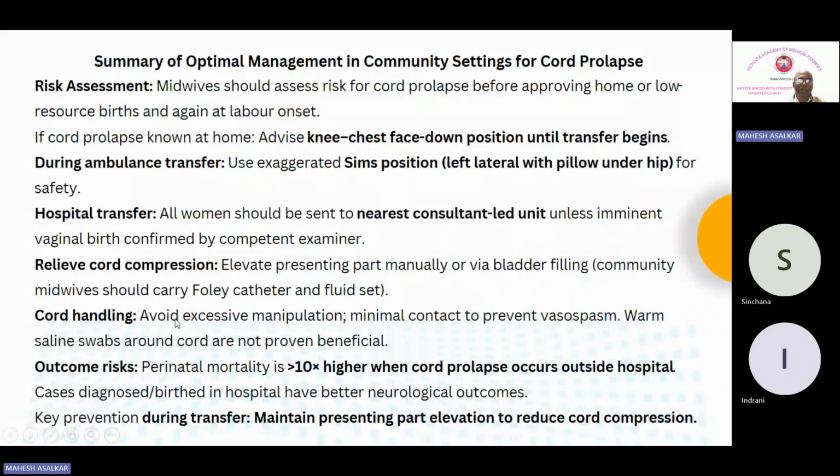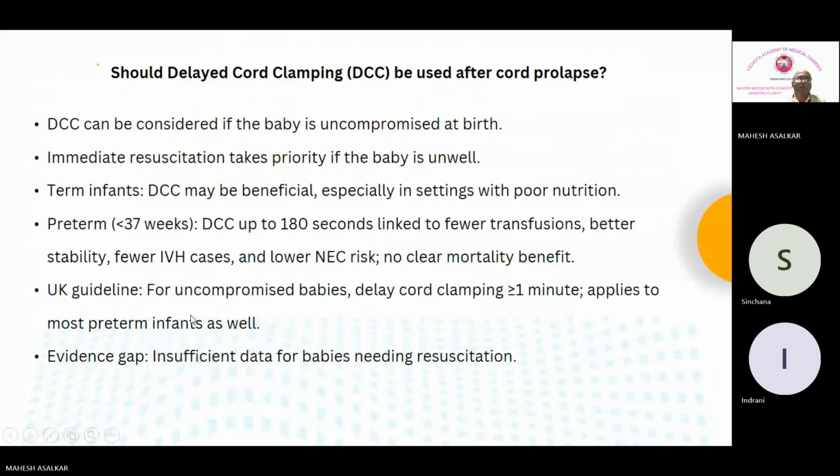Okay. Then cord handling is to be avoided. Minimal contact to prevent vasospasm. Warm saline swabs around the cord are not proven beneficial. Perinatal outcome in the community setting is 10 times worse when the cord prolapse occurs outside the hospital. So perinatal mortality is 10 times higher if the situation happens in the community. The key preventing factor during transfer is to maintain the presenting part elevated to reduce cord compression.